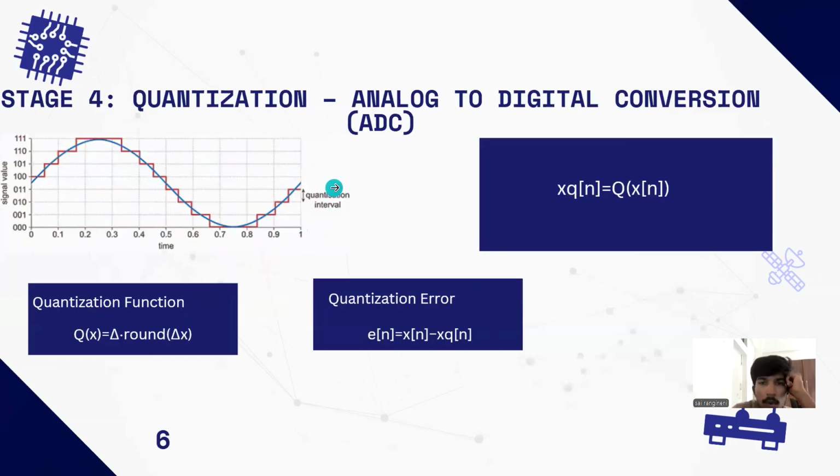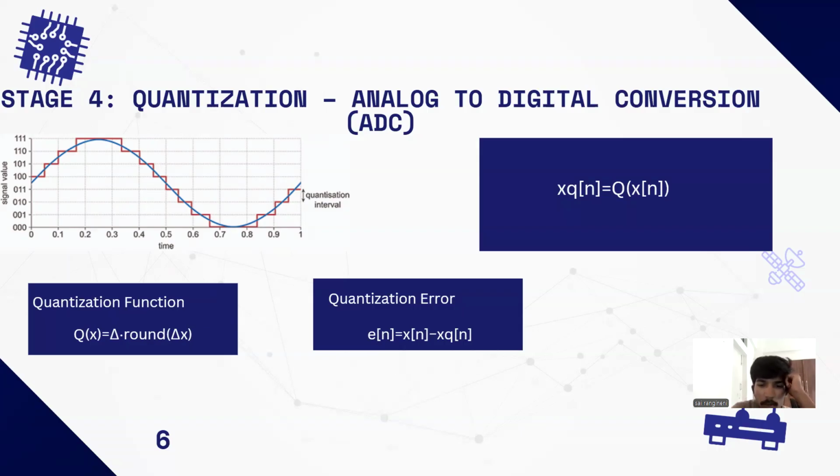Now we'll go into stage 4, quantization and ADC, analog to digital conversion. Now the signal finally becomes digital. After sampling, the signal had discrete time values, but amplitude was still analog. Quantization converts each sample value into the nearest digital value. Mathematically, xq of n equals Q of x of n. If ADC resolution is 8 bits and range is 0 to 5 volts, there are 256 levels because 2 power 8 is 256, right? The step size delta equals 5 divided by 256.